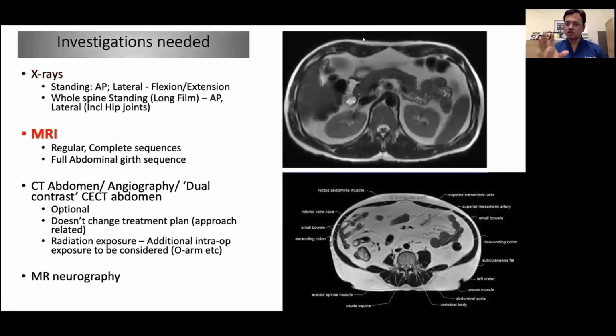An MRI usually should involve an entire abdominal girth sequence in order to adequately plan the level, and at that particular level, what the abdominal structures are, and the amount of retroperitoneal fat that is there, which will give us an idea about any unusual anomalies in certain cases.